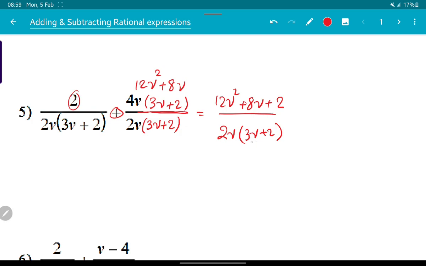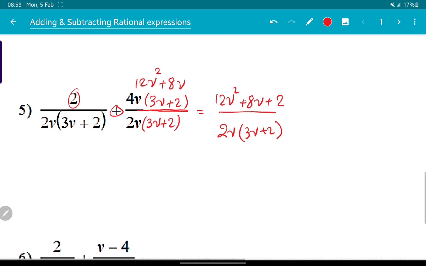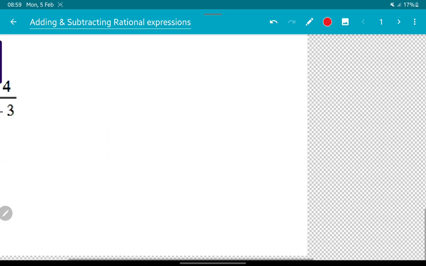You don't have to expand this, it's up to you. You can expand this, especially if you have MCQ. So you need to get the right answer as the choices, but you can leave it without expanding.